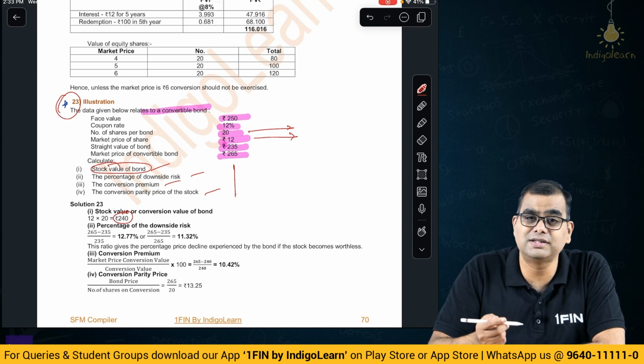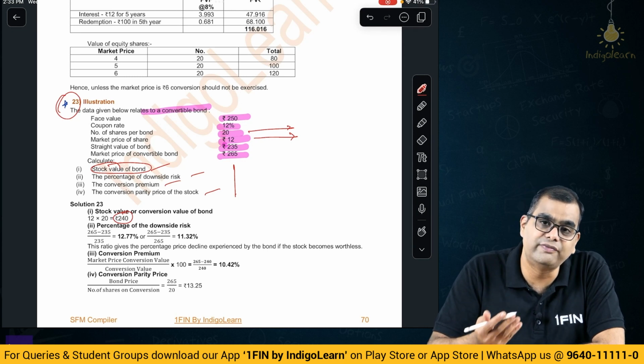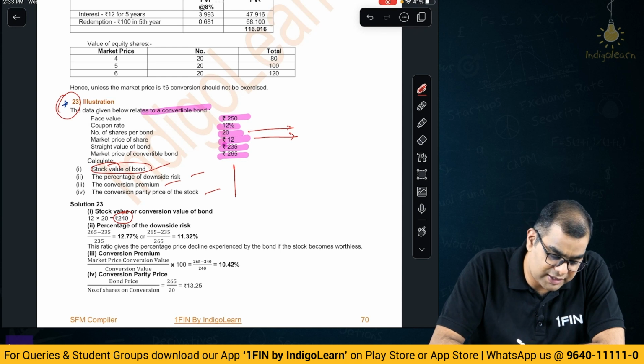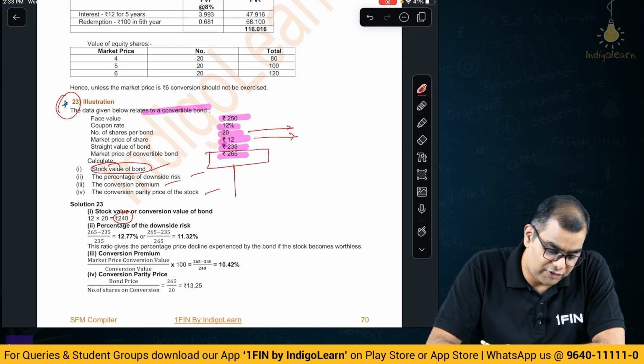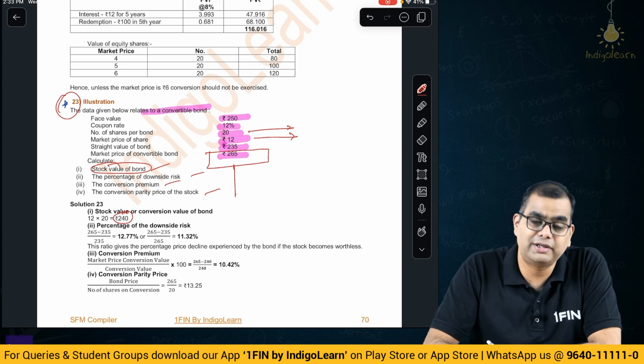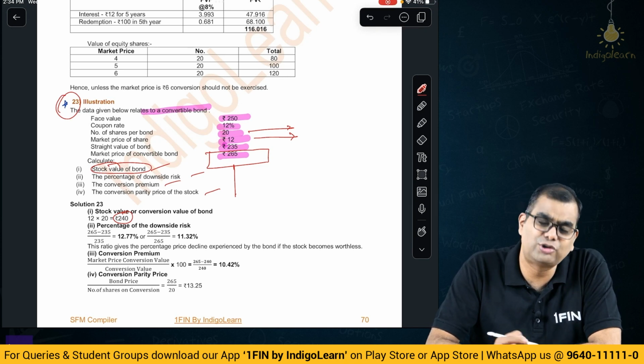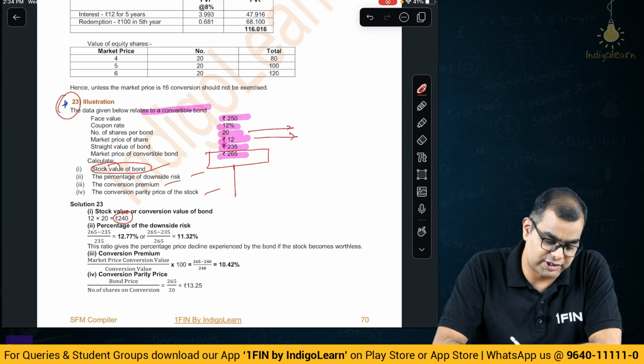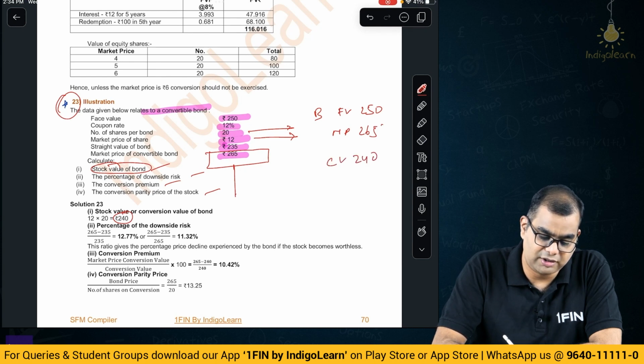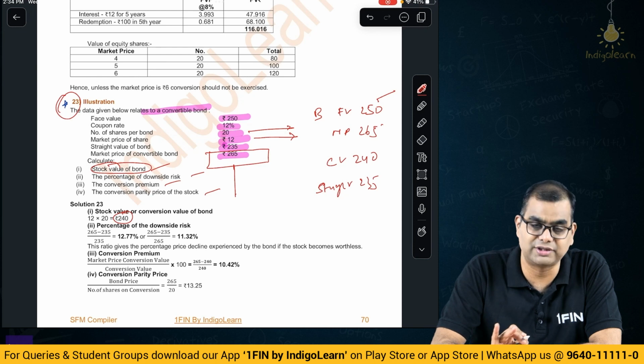Percentage of downside risk. What is the downside that is possibly there? Downside from where? Downside from existing market price. What is existing market price? 265. From 265, it can come down. Now, if it comes down, to what will it come down? See, you have three values here. Bond face value 250, market price 265, conversion value 240, and then they have given something called straight value as 235. Now, this is bond face value, we understood, it is very clear.